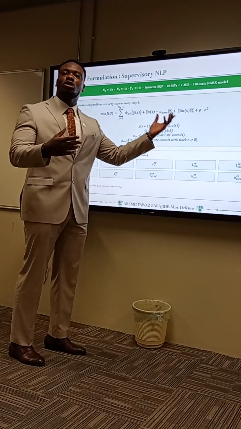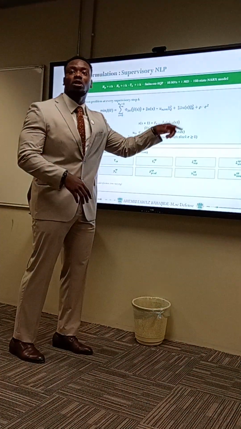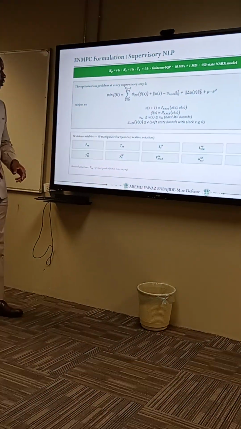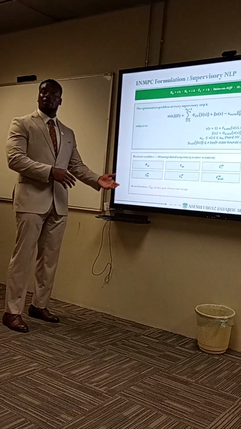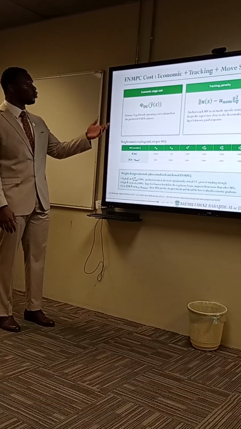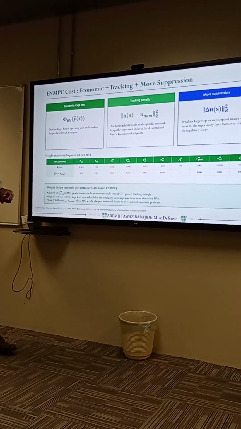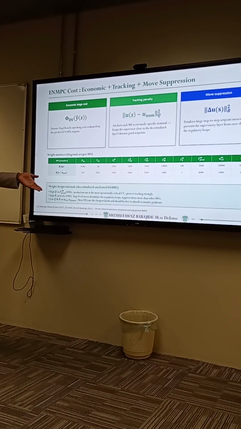And of course you have the reduction term, which is in terms of you're trying to minimize, and we have some slack penalty, an L2 slack penalty at that. And of course you have the constraints, and then these are the decision variables, the set points you're trying to optimize. Okay, so this is basically the structure of it. You have the economic states cost, the tracking penalty, the move suppression, and the weight matrix. This is basically the weight matrix.